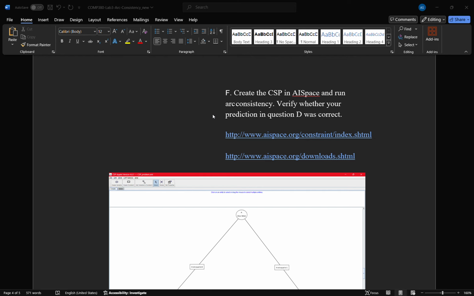So this was the problem solved, and I noticed that in option D, I mentioned that A will be shrunk, but here I see that the C variable was shrunk first. So probably the prediction went wrong over there.